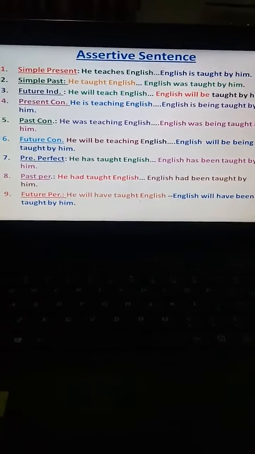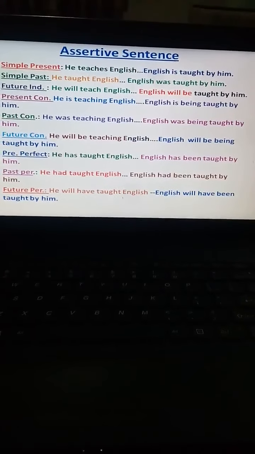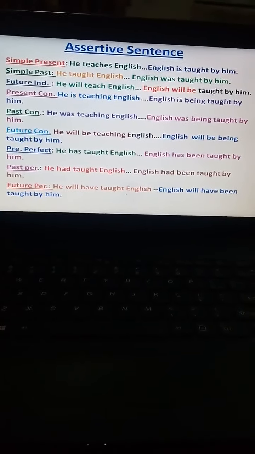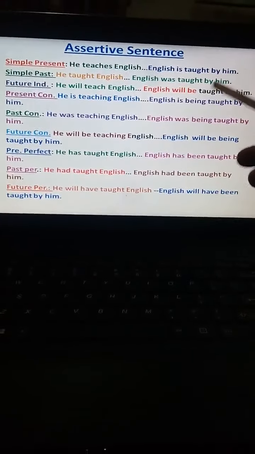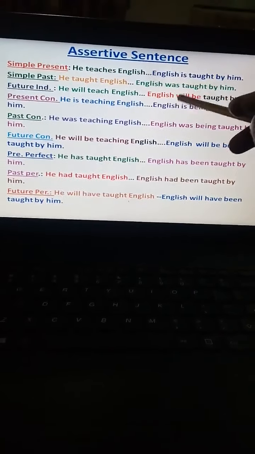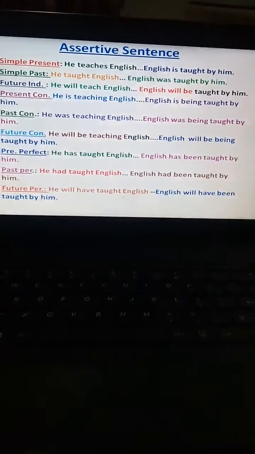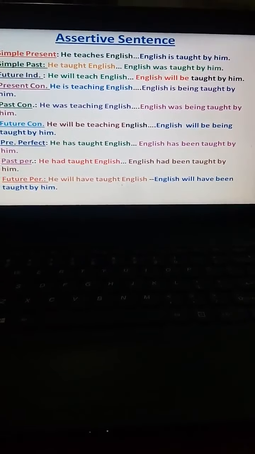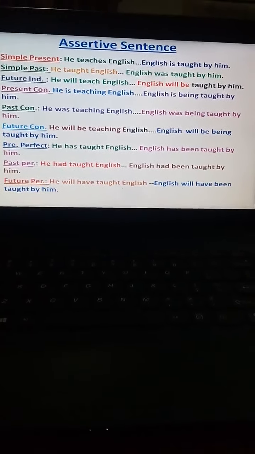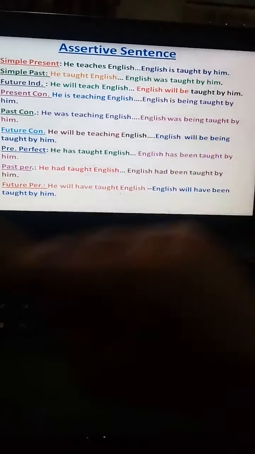So second sentence is simple past tense, that is, he taught English. English was taught by him. Same structure, but just was is used here. Future indefinite, he will teach English. English will be taught by him.